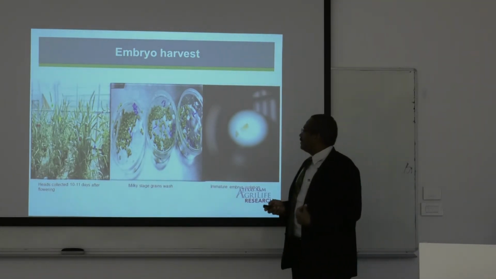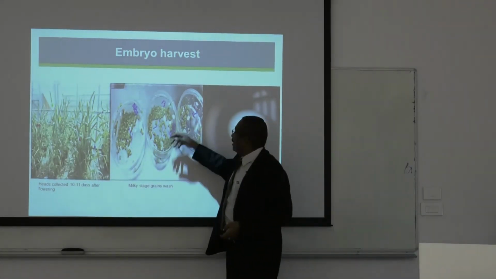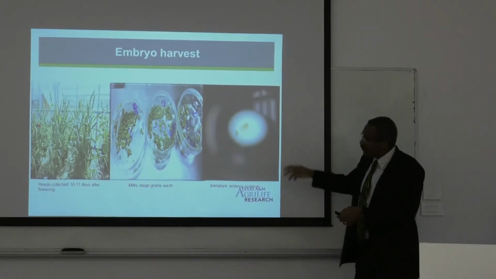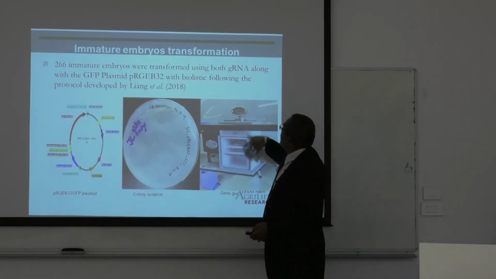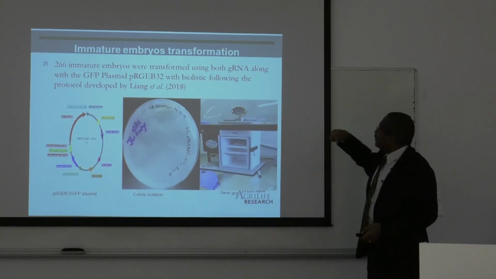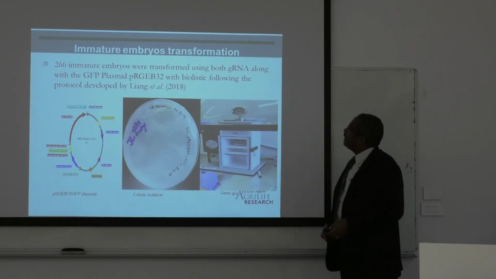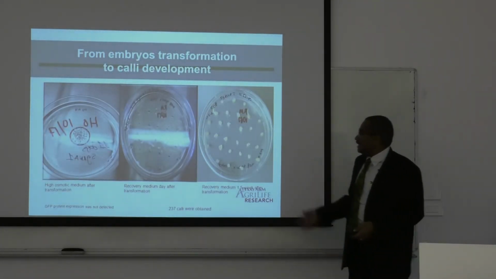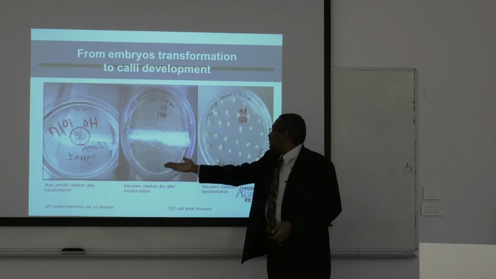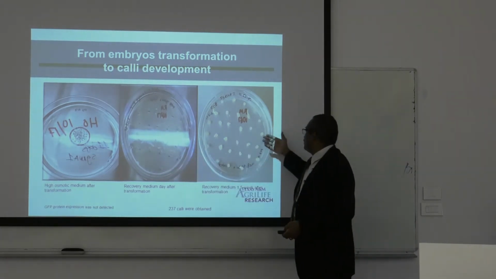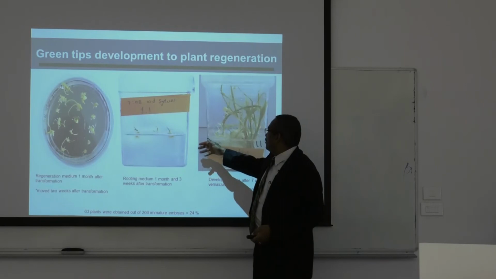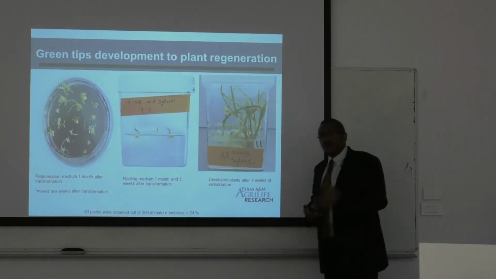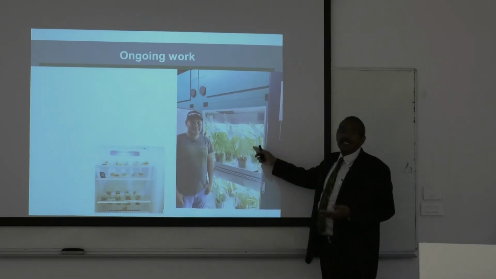So we did that. We transformed immature embryos. You have to excise them and do that under the microscope. And then we used the gene gun to insert the guide RNA into the sequence, and we did that on 266 immature embryos. I'm not going to go through all of those details, but ultimately you have to take them into an osmotic medium like that, and then a recovery medium, and then this is another recovery medium, and ultimately a regeneration medium, and then you put them in some rooting medium. It takes a lot of work until you take them to the greenhouse like this.